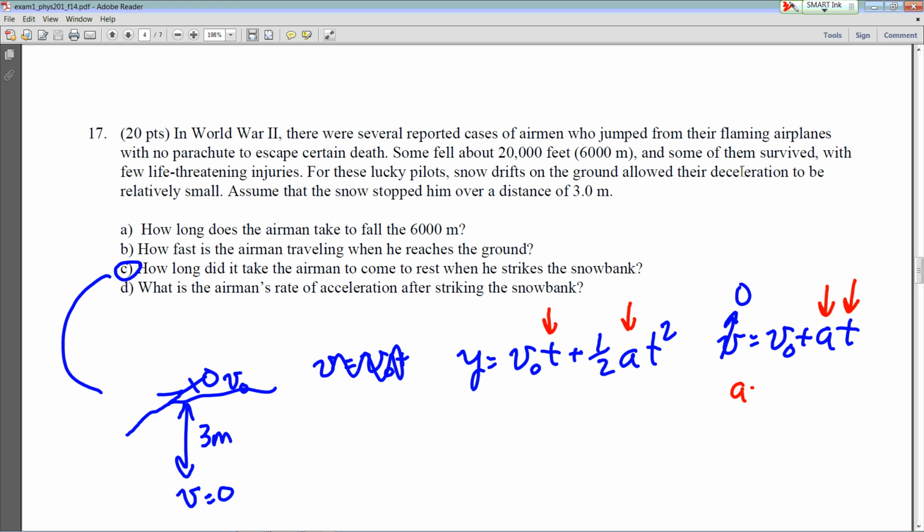So what I do is I solve this for a. I say a is equal to negative v naught over t. And then I take this, and I plug it in there for a. And then I can solve that system of equations for t. Fortunately, the t squared here goes away, so I don't have to use the quadratic formula. All right?